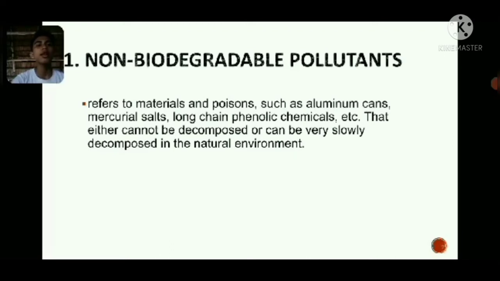It refers to materials and poisons such as aluminum cans, mercurial salt, long-chain phenolic chemical, and etc. that either cannot be decomposed or can be very slowly decomposed in the natural environment. Just like mga lata, mga cellophane.